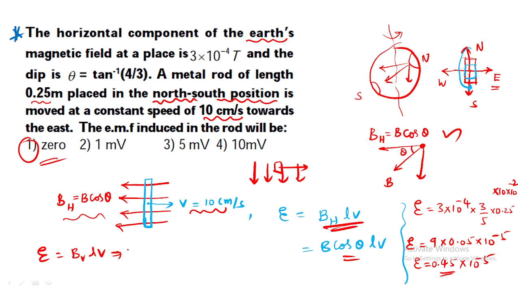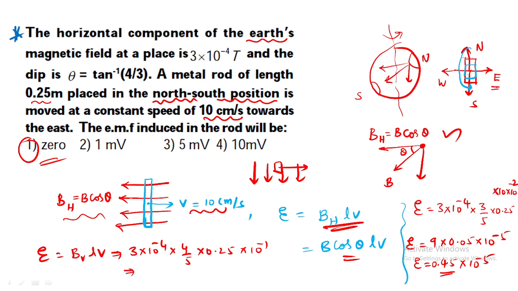B is equal to B sin theta, means 3 into 10 power minus 4, sin theta will be 4 by 5, into the answer here 0.25, into the B value 10 power minus 1. Will you get the answer here? No. This comes, now you have to write that answer.